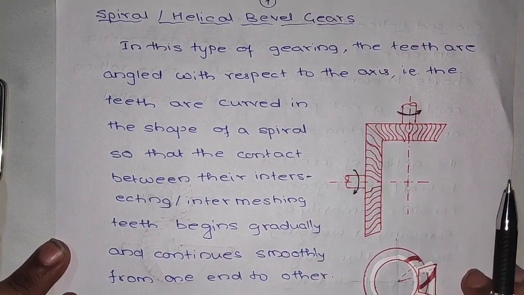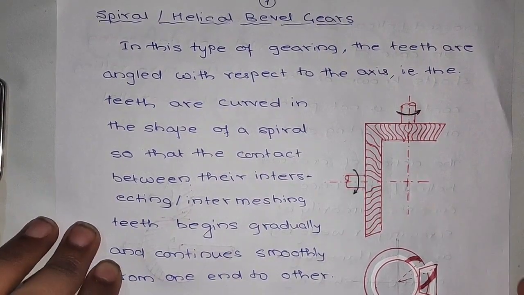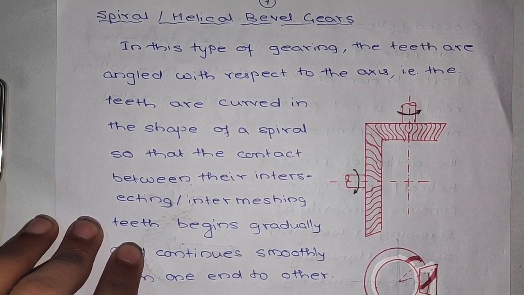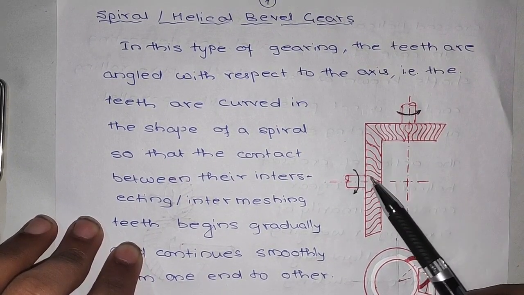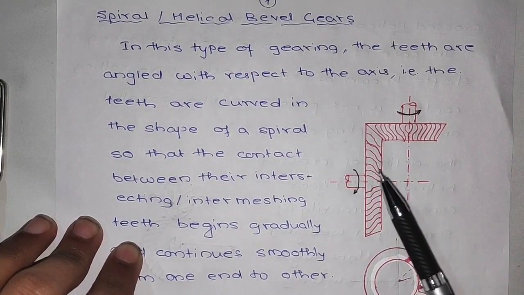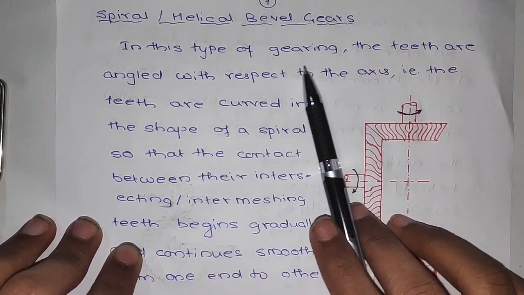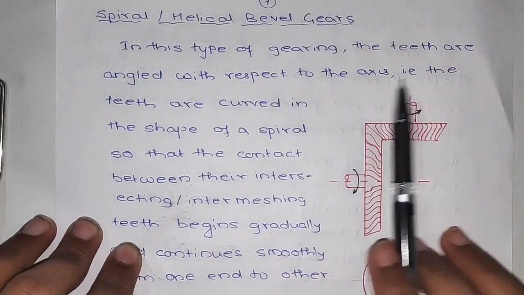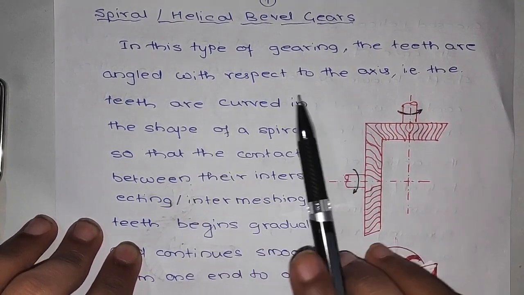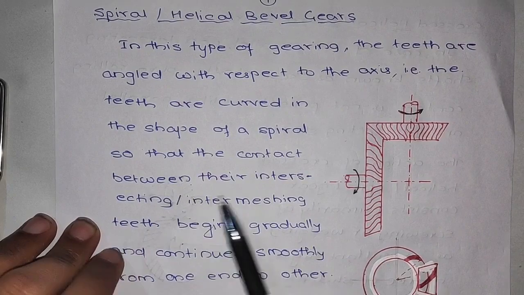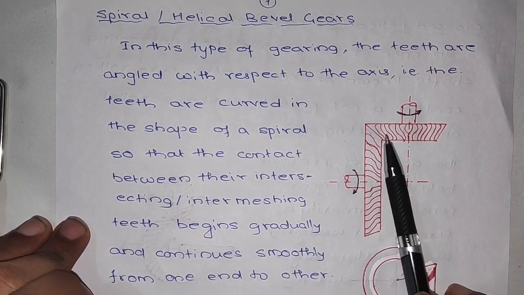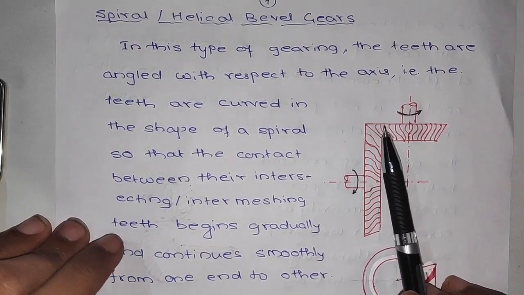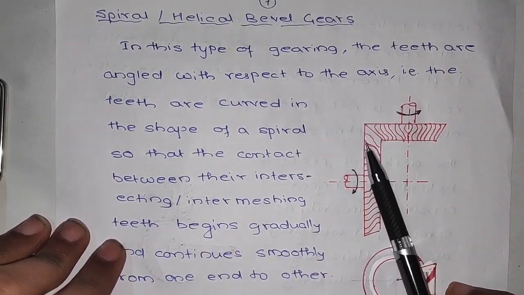Next we have the spiral or helical bevel gears. Unlike the straight bevel gears, where the teeth were cut as a straight line, here the teeth are slightly parallel and make some inclination with the horizontal axis. In this type of gearing, the teeth are angled with respect to the axis, curved in the shape of a spiral, so that the contact between the intermeshing teeth begins gradually and continues smoothly from one end to another. Again, it is analogous to helical gears.